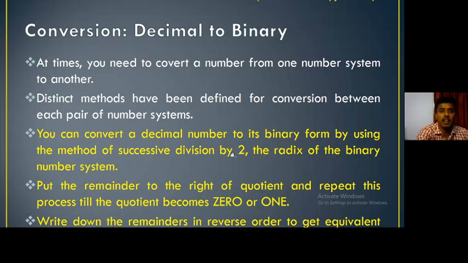So decimal, what is it? Representation 10. The binary contains only 2 symbols. So to convert the decimal number to binary, I have to do the successive division of that decimal number with 2, because binary has the radix of 2.